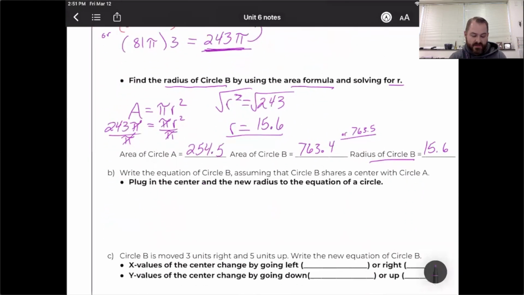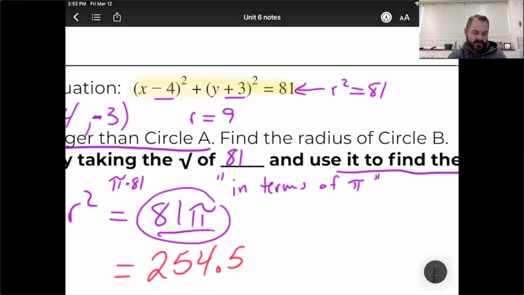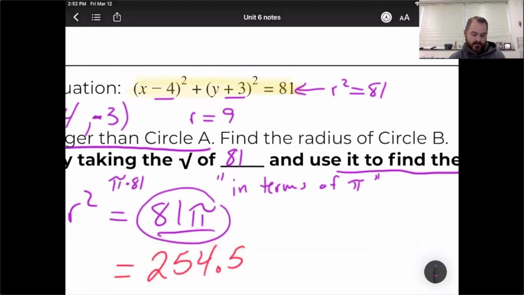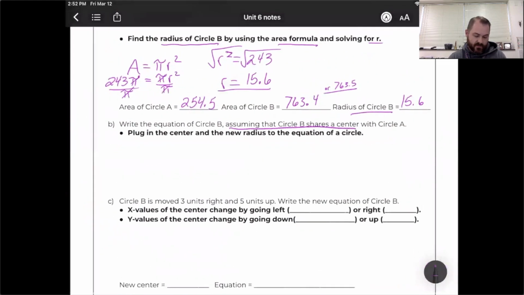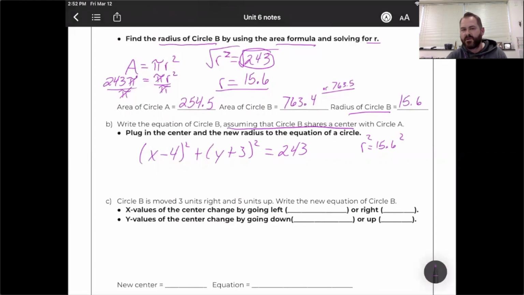Now, the next part is I'm going to use that new radius to write the equation of circle B, assuming that circle B shares a center, meaning I'm not changing the center. If I'm not changing the center, this entire side of the equation does not change. So I'm going to keep that x minus 4, y plus 3 squared. So circle B still starts with x minus 4 squared plus y plus 3 squared. The only thing that's different is it's equal to a new r squared. If I square both sides of the new radius to get r squared, you're going back to 243. So this should be equal to 243. If the square root of 243 gave me 15.6, when I square that, I'm back to 243. So that's the equation of circle B that has an area 3 times as much as circle A.